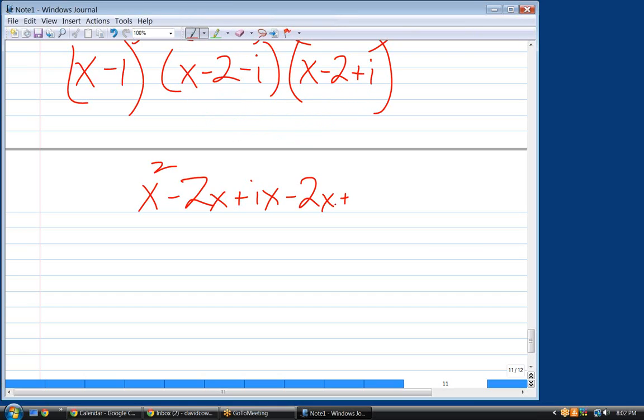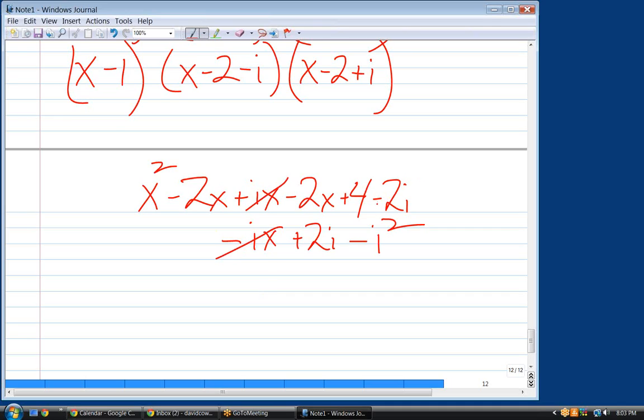Okay, so then it's plus 4 minus 2i, and then it's minus ix, and then plus 2i, and then minus i squared. Okay. Everything with an i in it is going to cancel except the i squared. Notice that this ix cancels with that one. This 2i cancels with that one. And we're left with x squared.